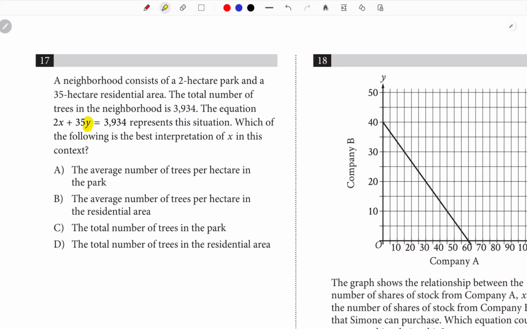The equation is like this: which of the following is the best interpretation of x in this context? The average number of trees per hectare in the park, yes. Average number of trees per hectare in the residential area, not. X shows the park only, because 2 is for park. And total number, not. Residential, not. Only the average number of trees per hectare in the park. The answer is A.